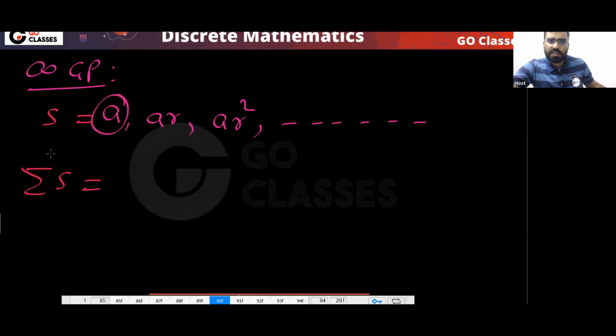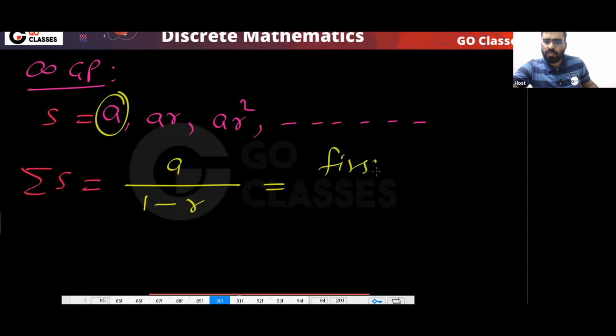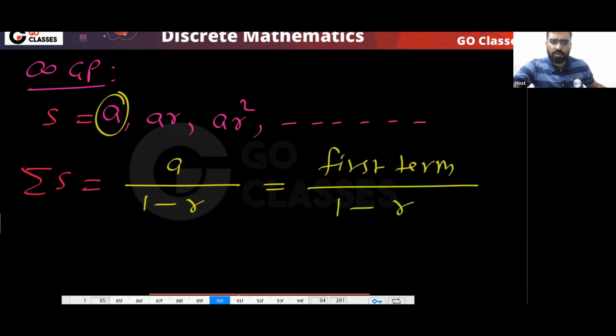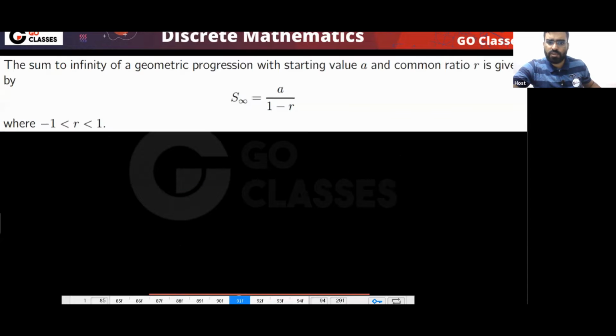That will be the first term. Remember the formula is like this: first term divided by 1 minus common ratio. You always start with the first term, so first term divided by 1 minus common ratio. This will be the infinite GP formula: A upon 1 minus R.